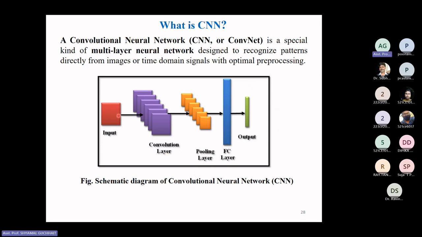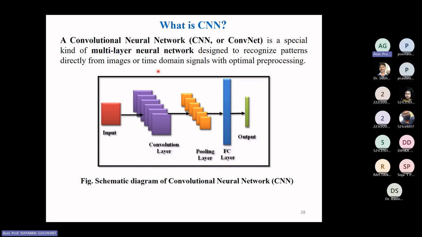Now in this slide, we will discuss the convolution neural network. So convolution neural network is actually a multi-layer neural network. And it is designed to recognize the pattern from images or time domain signals. So images means we can collect the raw image data using a drone, or manually we can take the image data from cell phones or other digital cameras. So that data we can use, or we can feed some sensor data.